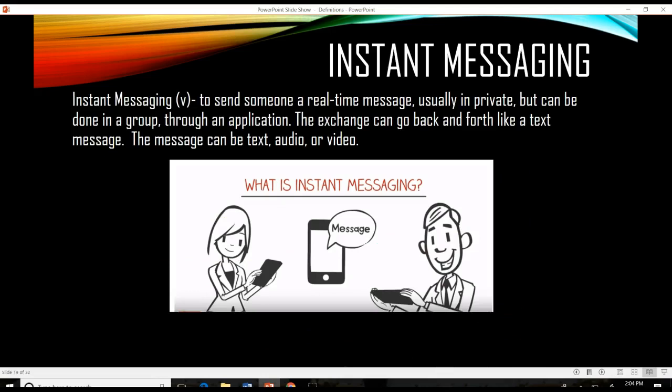Instant messaging is the ability to send someone a real-time message, usually in private, but it can be done in a group through an application. The exchange can go back and forth like a text message, and the message can be text, audio, or video. Instant messaging is very popular these days. It is just like text messaging, but through an app. Let's watch this little video right here to give you a little bit more information about different tools that you can use to instant message.